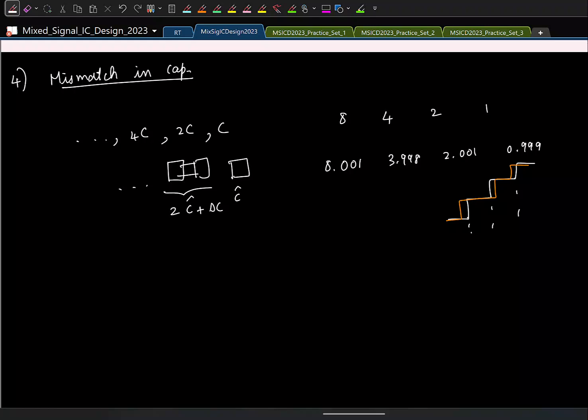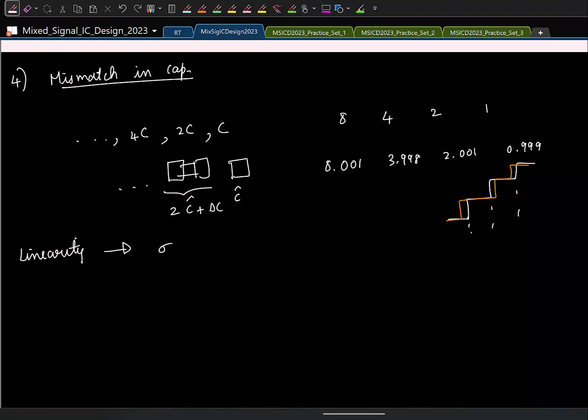So if you have any mismatch, you see that it is straight away going to result in nonlinearity, right? Usually what will happen is, from your linearity specification, from the signal to noise and distortion ratio you want, you will find the amount of mismatch you can tolerate. And remember, this mismatch is a random phenomenon. So to quantify this, we use statistical measures. We deal with standard deviation.